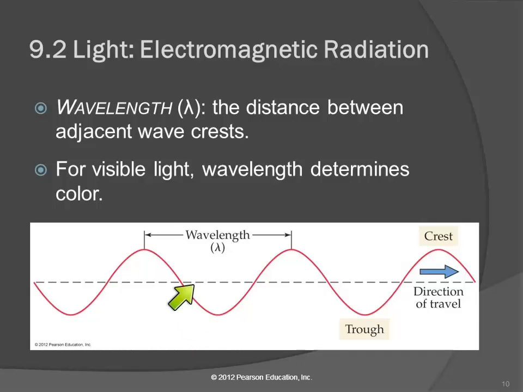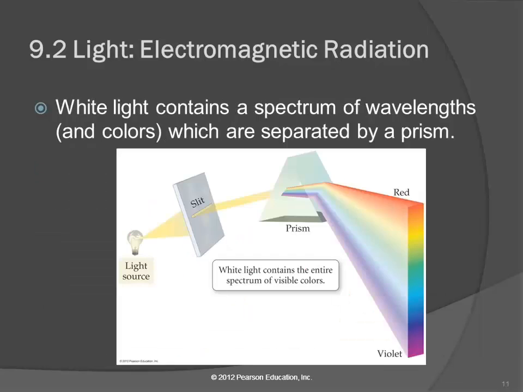For visible light, this wavelength is what determines the color that we perceive it to be. Remember, all light is traveling at the same speed, 3 times 10 to the 8th meters per second. So we have the wave traveling, and it has a wavelength. If we pass a light, such as sunlight or a light from an incandescent light bulb, through a slit and through a prism, we get a rainbow, don't we? We've all seen this happen.